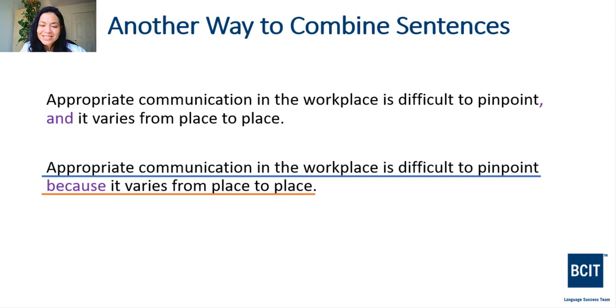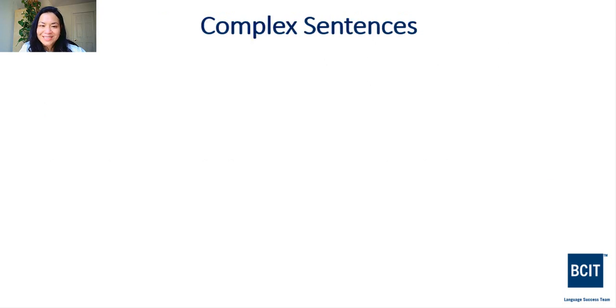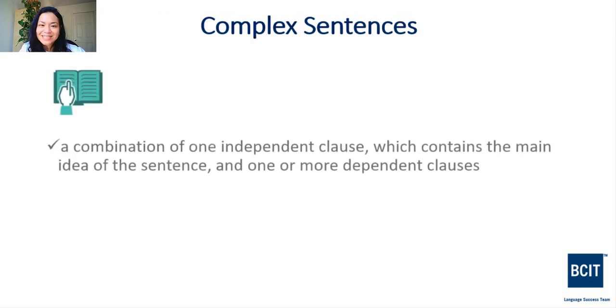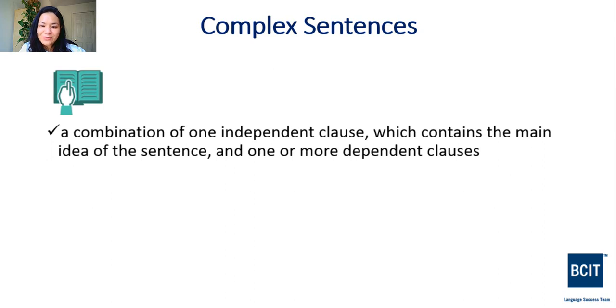This kind of sentence is known as a complex sentence, and we use these kinds of sentences to indicate a more specific relationship between two ideas. Remember that the goal of technical writing is writing clearly and precisely, so these kinds of sentences are extremely useful. A complex sentence is a combination of one independent clause, which contains the main idea of the sentence, and one or more dependent clauses. Let's talk about this in more detail.